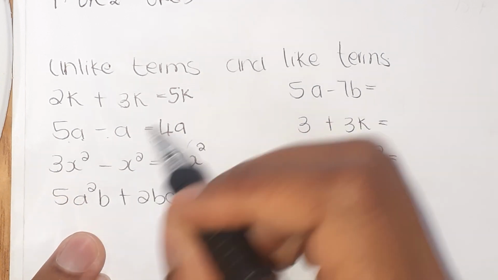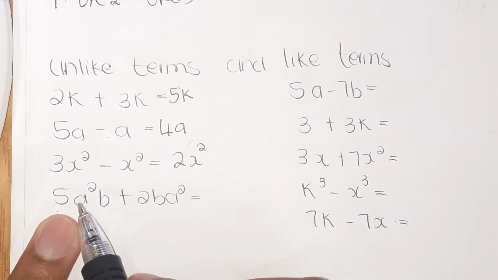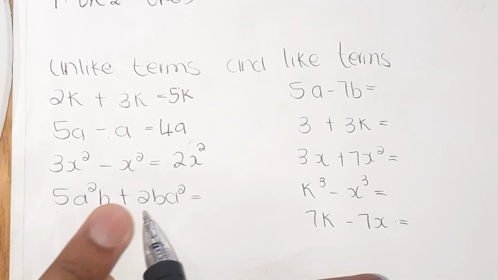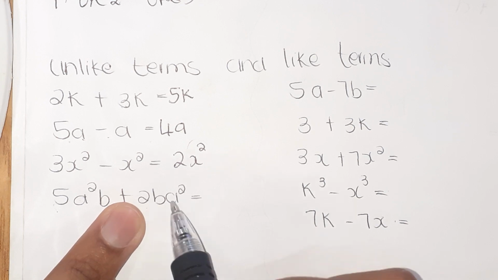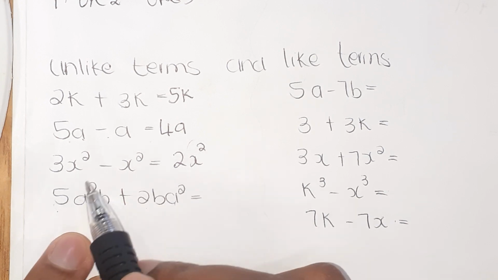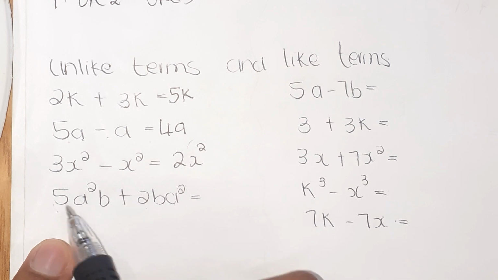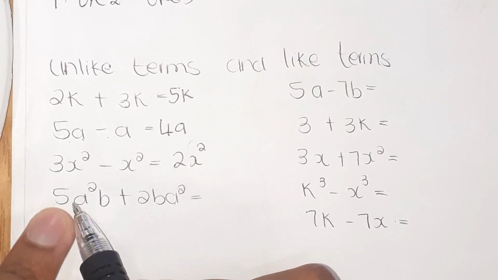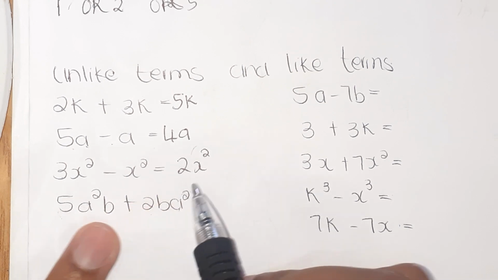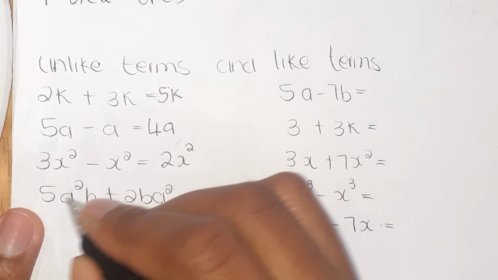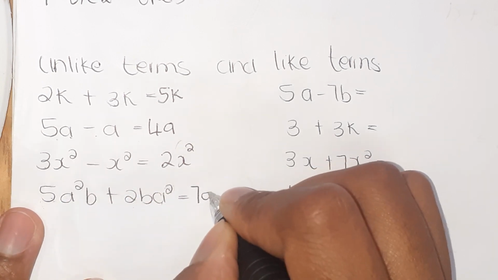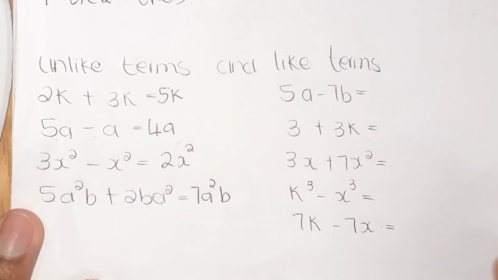Now we have 5a squared b plus 2ba squared. So this is the same thing. We still have a to the power of 2, a to the power of 2 this side. So we just add this once. That will be 7a squared b.